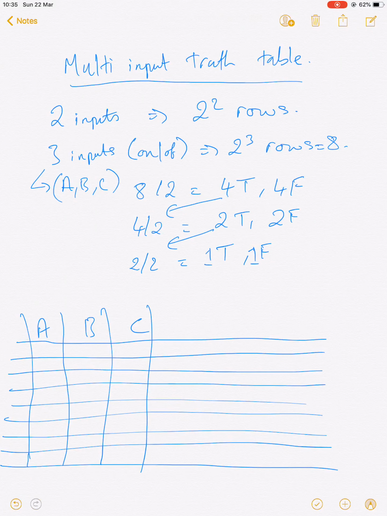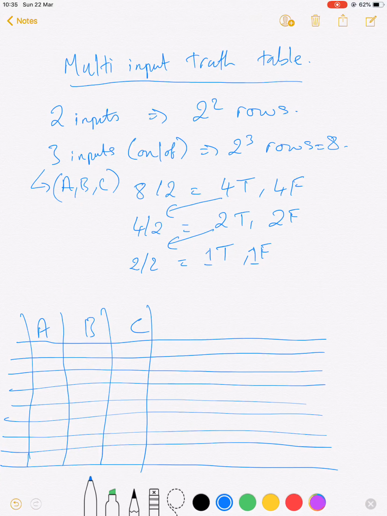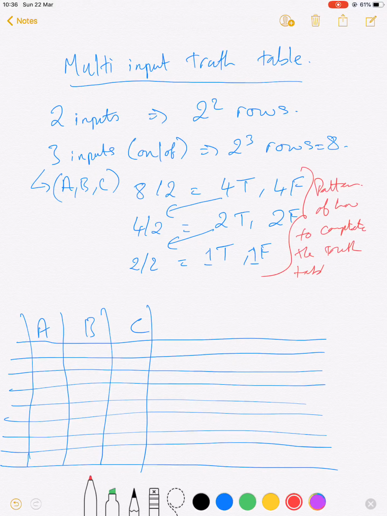So essentially what we're trying to figure out here is the pattern that we actually use. This represents the pattern of how to complete the truth table. Okay, so let's just see what that looks like.